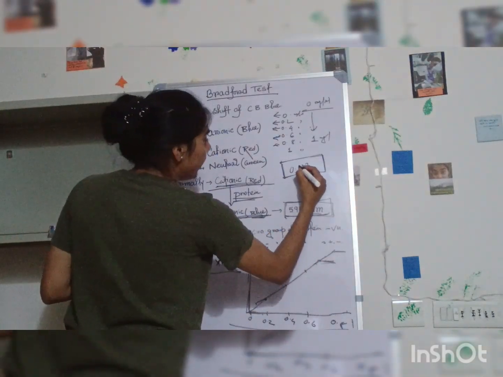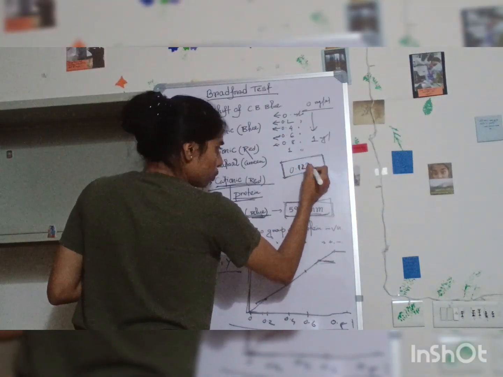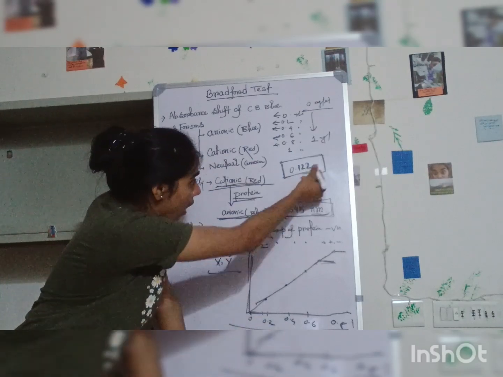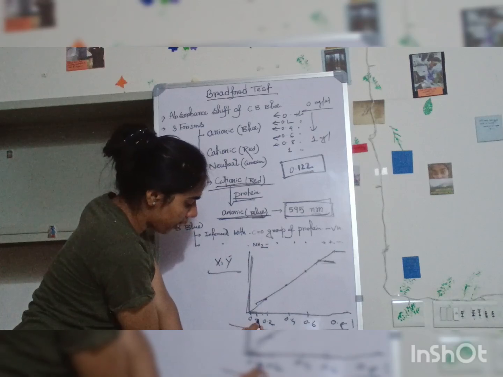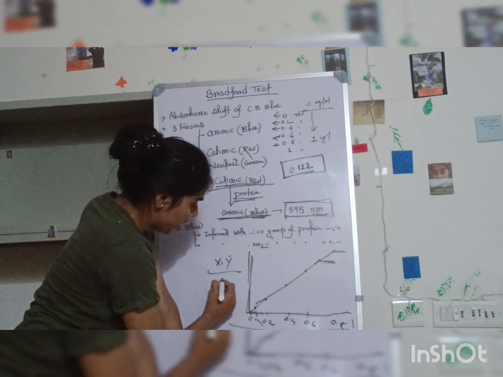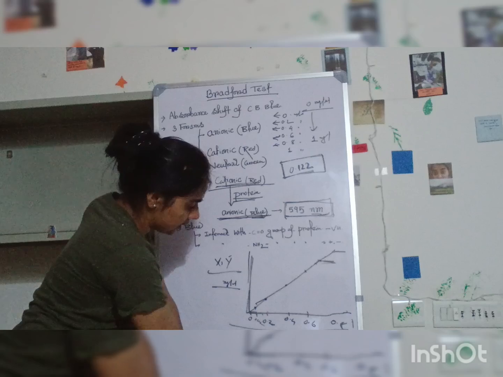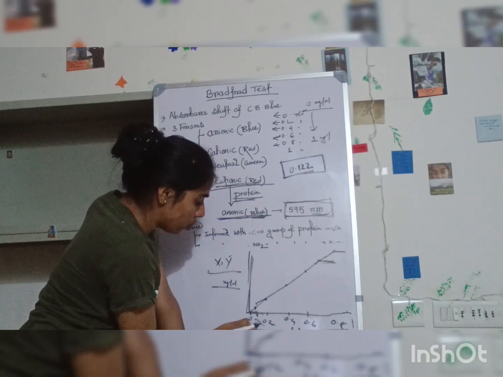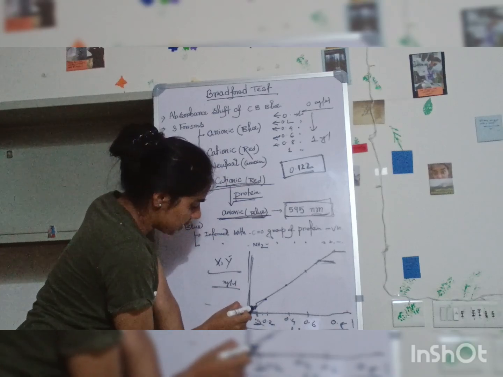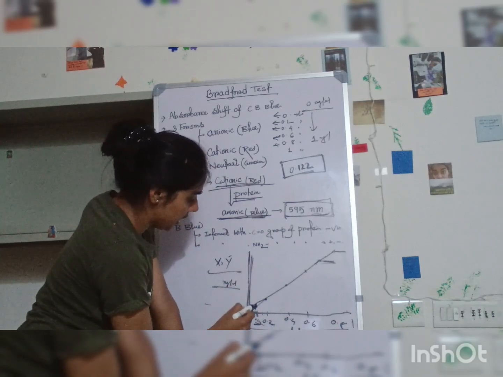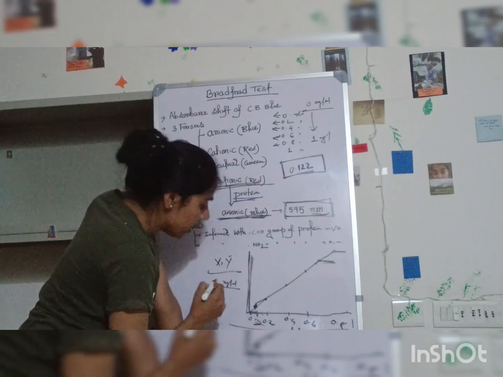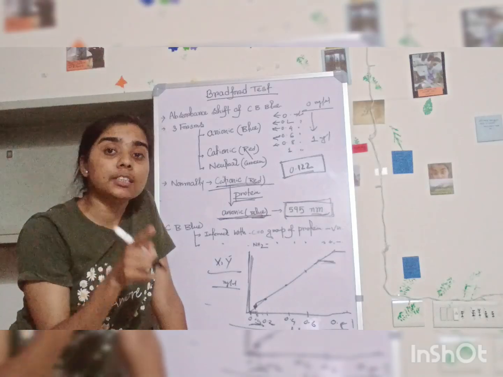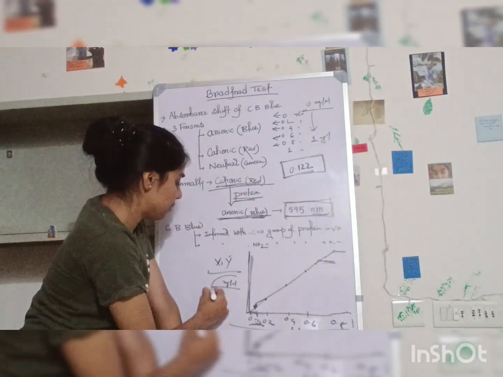Let's say it's 0.122. Now you can see here 0.2 is here. So 0.122 will be somewhere like here, and this axis is mg per ml, and this is the absorbance. Now at 0.122 we can see what the mg per ml is, and if we put this absorbance value in that standard curve equation, we can calculate the mg per ml.